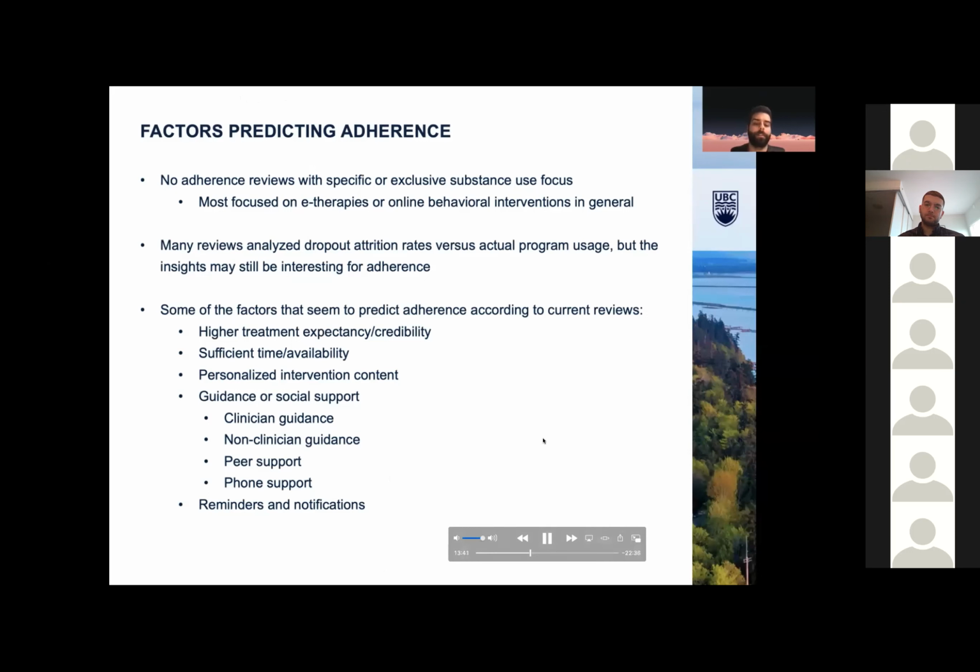I think reminders and notifications, one might argue they could also fall under the umbrella of guidance.